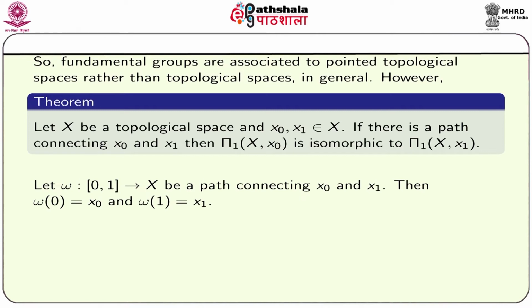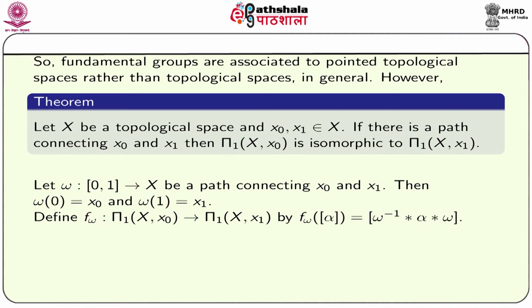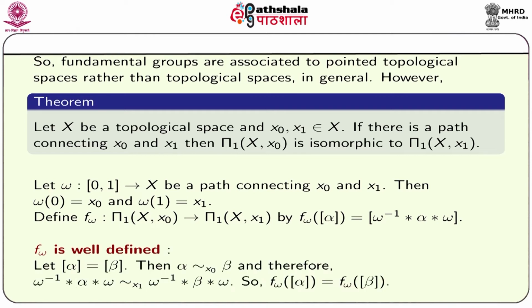How do I prove it? Suppose we have a path ω connecting x0 with x1, then ω(0) is x0 and ω(1) is x1. Now we define f_ω from π1(X, x0) to π1(X, x1) by f_ω of class α is equal to the class of ω inverse star α star ω. We show that f_ω is well defined.